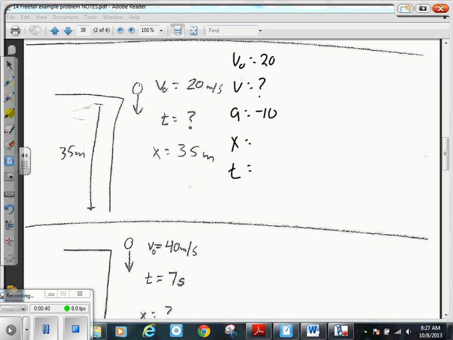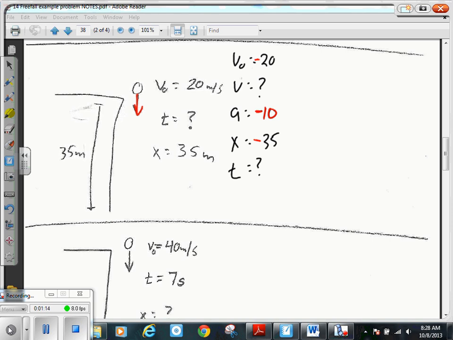Uh-oh. There's something that doesn't actually work here. What did I do? Or what did I not do? I didn't say that this was negative, right? Because you can see that there's a direction there. And since I said my acceleration is negative 10, which is also in that direction, I need to make sure I follow my convention throughout the whole entire problem. So then that means I have a negative here too, right? So I got a negative 35, and then my time is what I'm looking for.